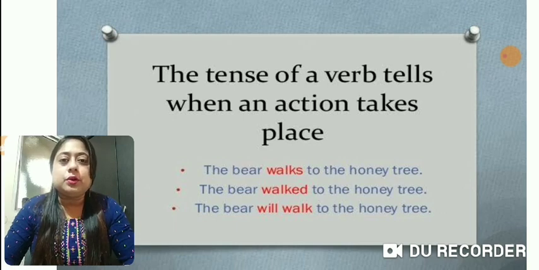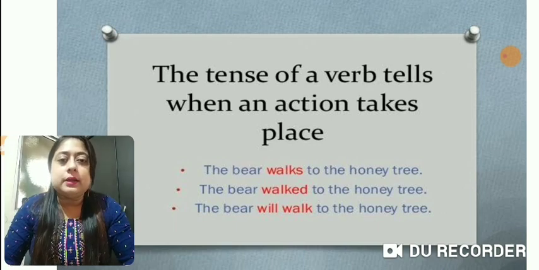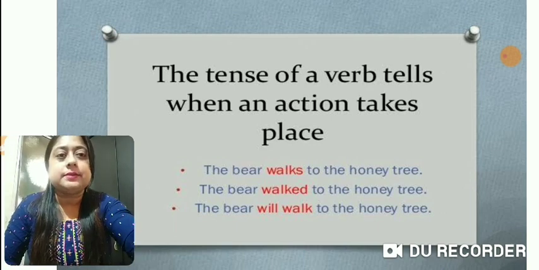So we come to know that the tense of a verb tells about when the particular action has taken place. It can be in present, past or future. We have already learned about past and present. Here we will be learning about future tense.